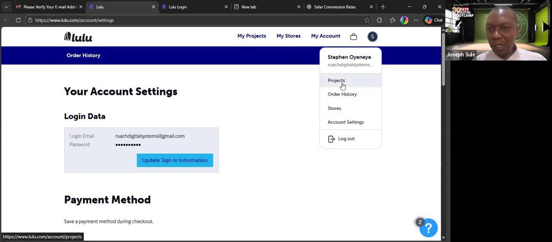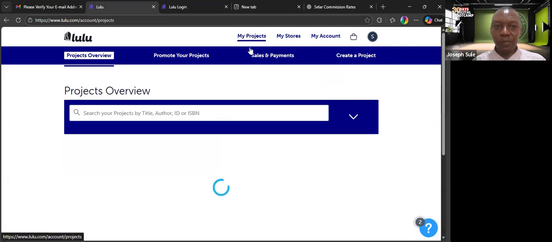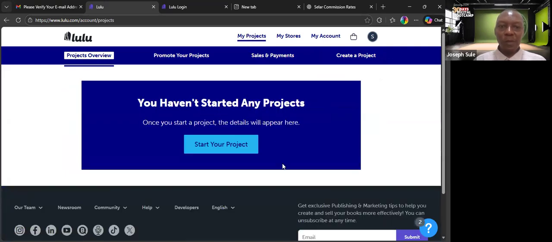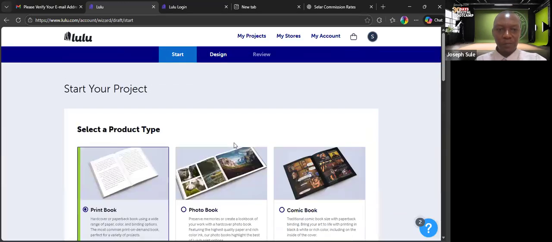Now, if we want to publish a book, where do we go to? Projects, which is here as well. And Lulu will say you haven't started any project. Once you start a project, the details will appear here. Because this is brand new, you won't see any book. So let's start the project.